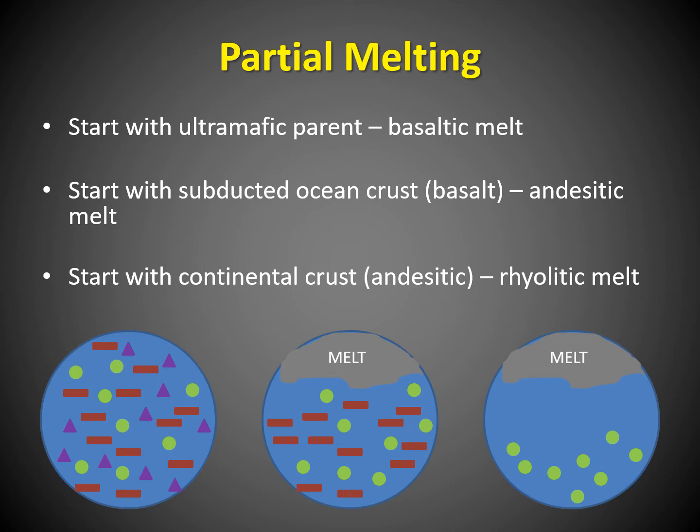So basalts, just for your recollection, are somewhere around 55% silica. Andesites are in the 60 to 65% range. Rhyolites are up around 70%. I think the highest I've ever seen is 72 or 73%.